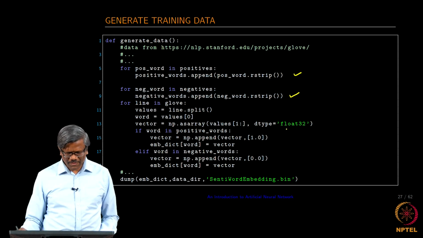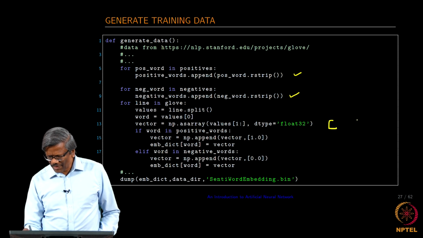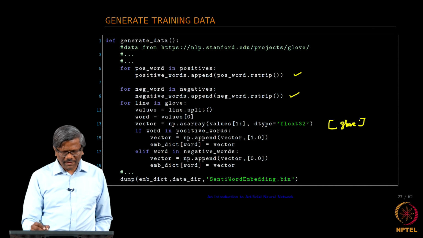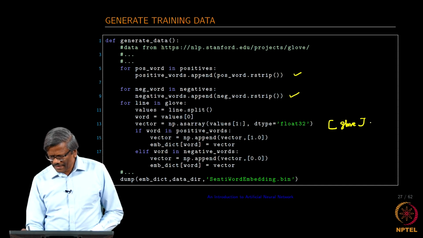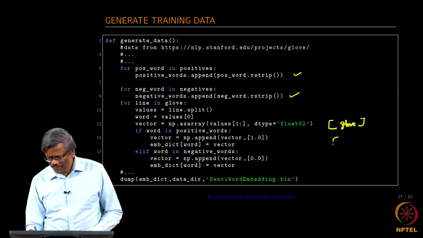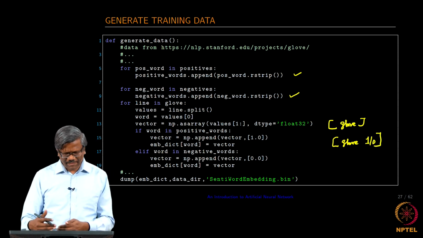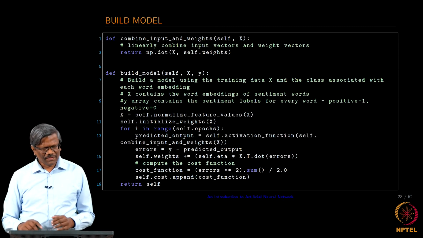When I do this, I create a vector which is coming from GloVe, and I know that it is a positive word or a negative word. Then I attach that element, 1 or 0, to the end of it. In this way I am creating the dictionary of words and then start building that model.